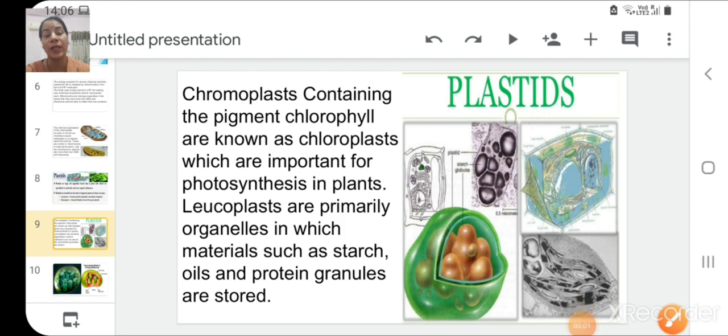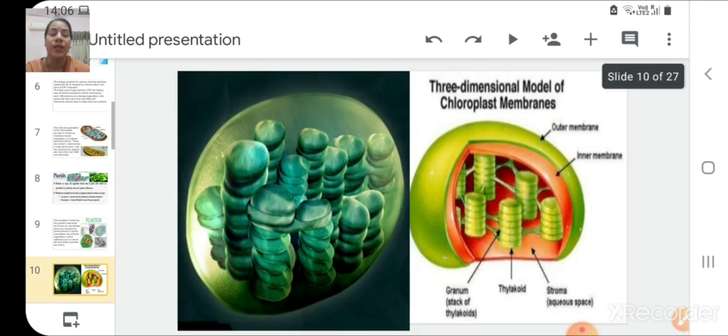Chromoplasts are the organelles, or structures, in which materials such as starch, oils, and protein granules can be stored. So these are basically structures in which something can be stored in the form of oils, proteins, etc. Now, in this slide you can see a three-dimensional model of a chloroplast along with its internal structure.